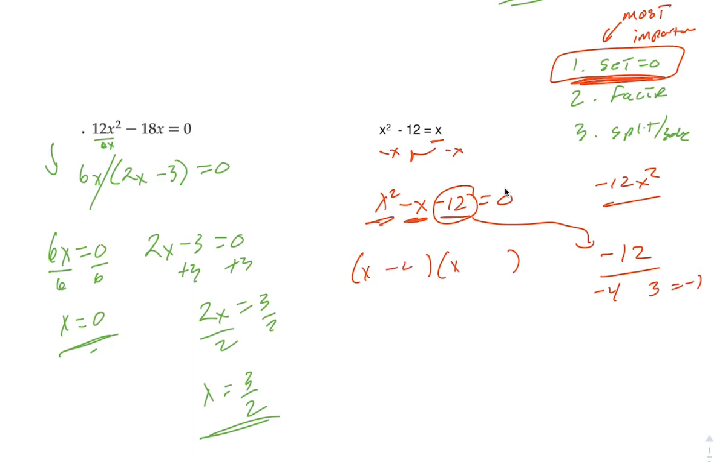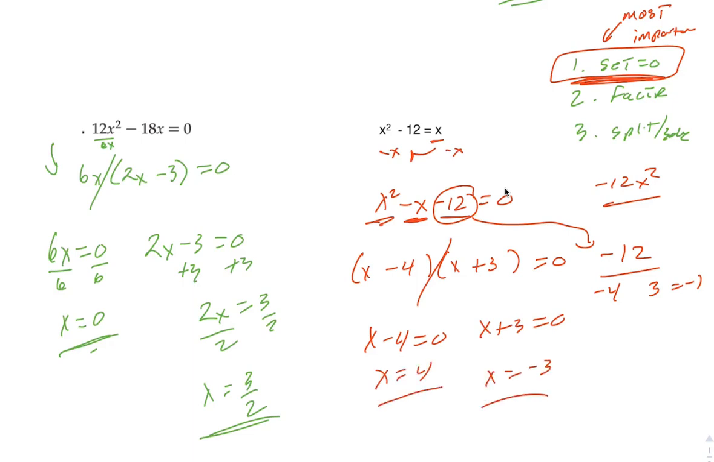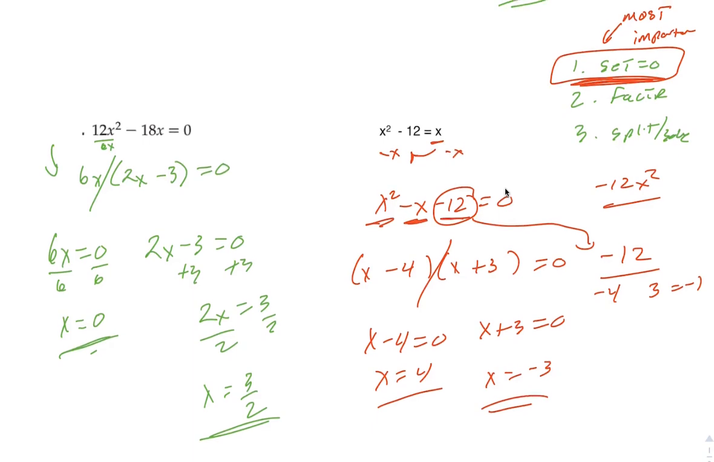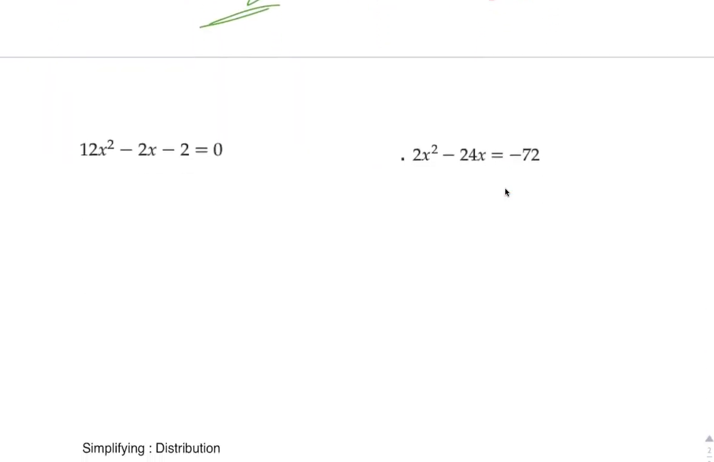So x minus 4, x plus 3. Split and solve. x minus 4 equals 0, x plus 3 equals 0. I get x equals 4, and x equals negative 3. Let's do a few more. So progressively more difficult.